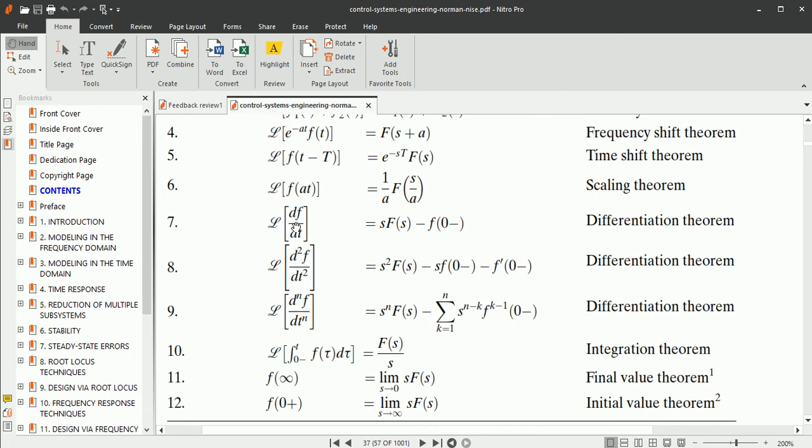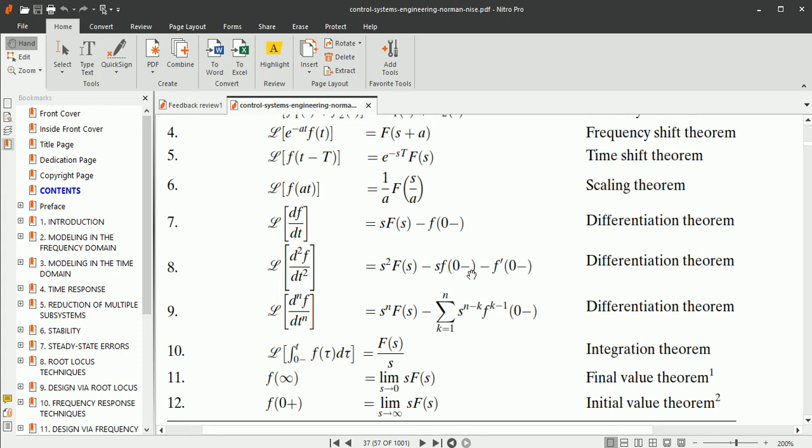If you take the Laplace of the derivative of a function, you will have s into F of s minus f of 0 negative. So normally we make this initial condition 0. To make our life very easy, it becomes just 1 derivative s, 2 derivatives s square, 3 derivatives s cube. But actually, for example, for the second derivative, it's s square F of s minus s into f of 0 negative.